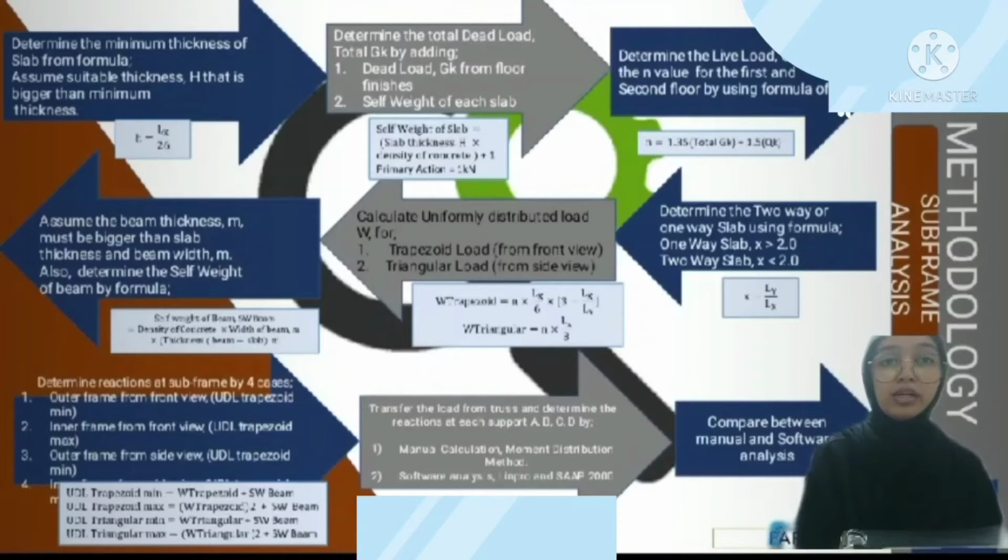For manual calculation, we can use the moment distribution method and get the overall moment that is acting on each member and also column. For software analysis, just compare the value with the manual calculation, and after that we can get the percentage error, and yeah, that's all.